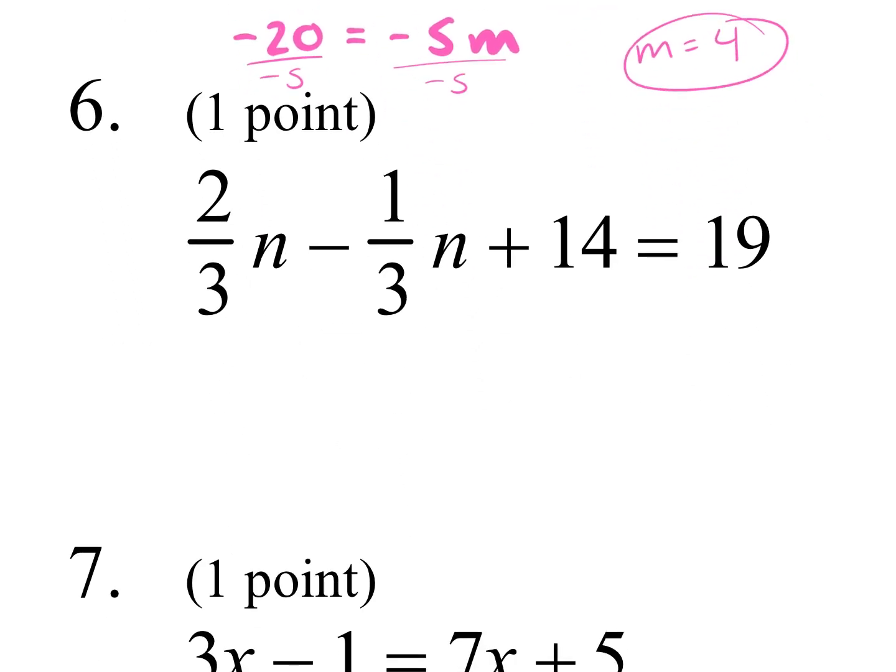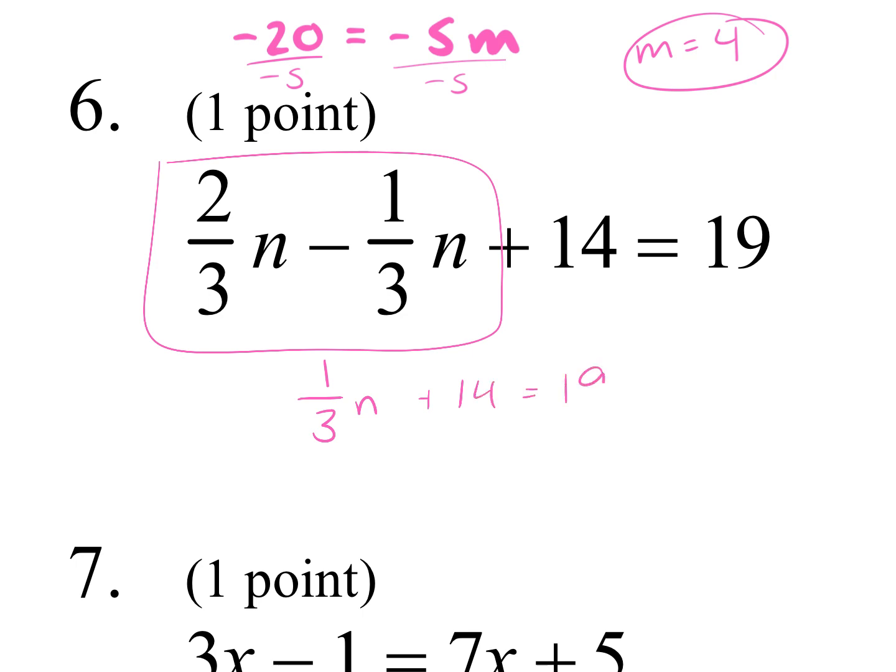All right, what should I do for 6? Combine like terms. So I'm adding the 2 n's together. We're doing the same thing, but we just happen to have fractions here. What is 2/3 n minus 1/3 n? 1/3 n. Awesome, 1/3 n. Plus 14 is equal to 19.